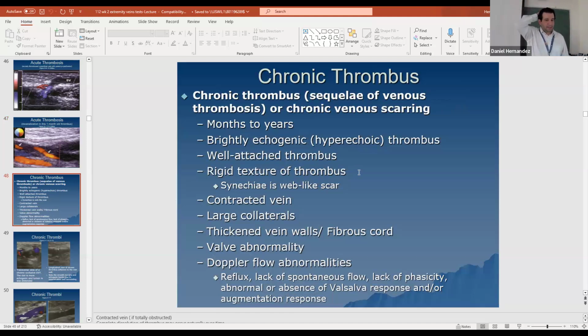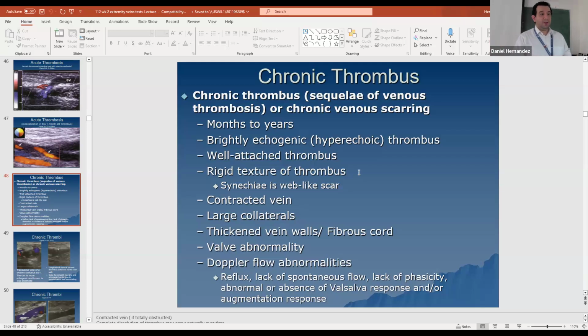So then now getting into chronic thrombus. So this chronic thrombus is a sequela or a result of venous thrombosis, often referred to as chronic venous scarring. So in the time period we're talking about, months to years after that initial thrombosis occurred, or the initial acute episode.